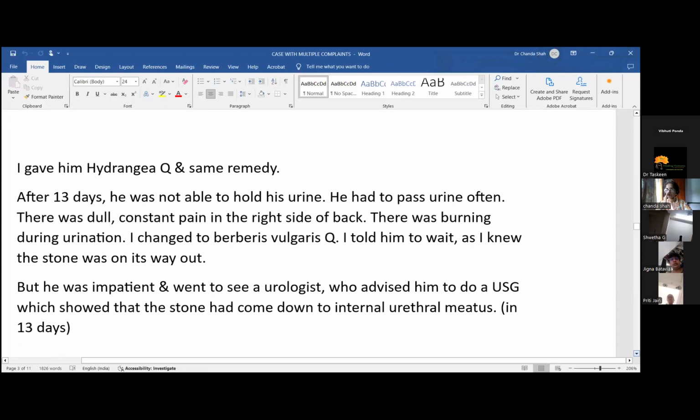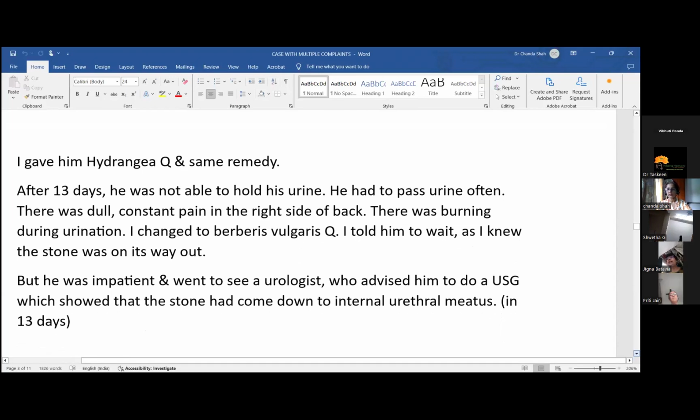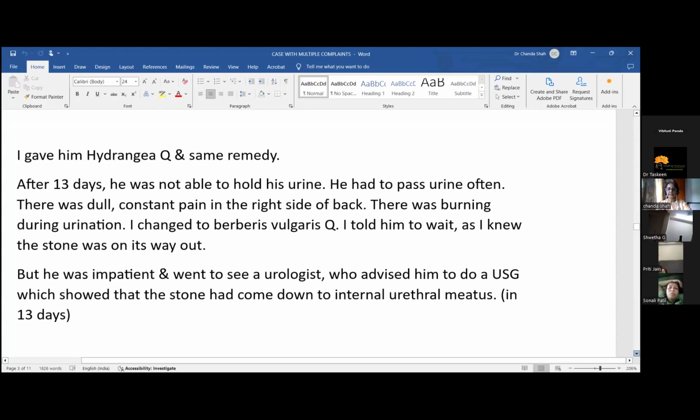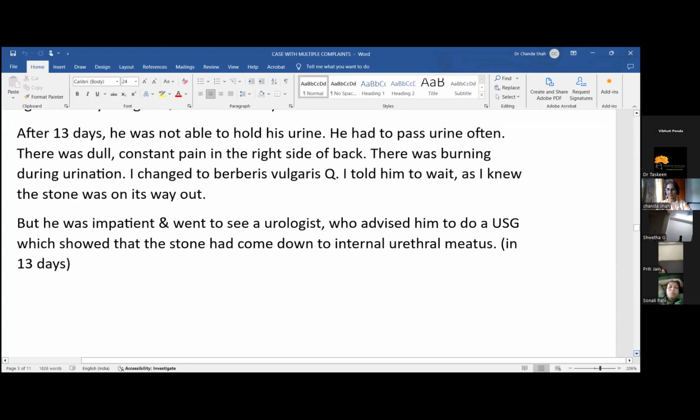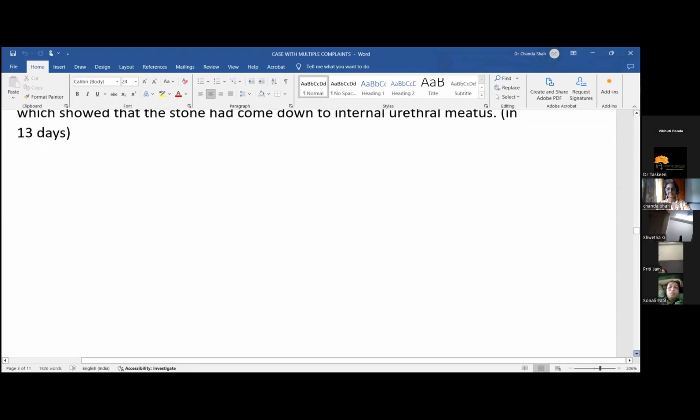Okay, but again, this patient, I tell you, he was impatient. Again, he's fond of all the super specialists, so again, he went to a urologist, who advised him to do a sonography, which showed that the stone had come down to the internal urethral meatus. So from the mid-ureter, it has traveled down and gone inside the bladder, right up to the trigone of the bladder. It's in the internal urethral meatus. And it took 13 days to travel down.